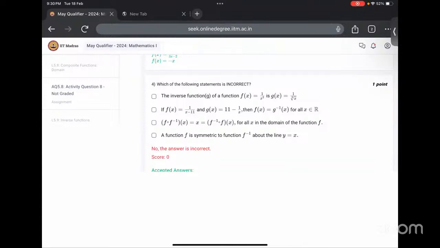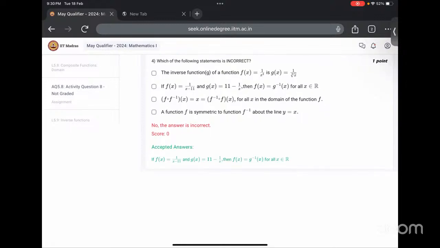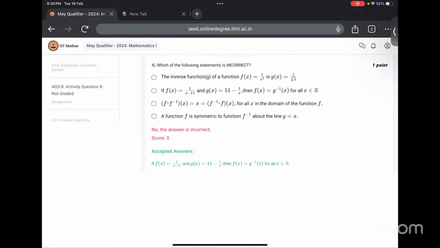Actually, I got the inverse of a function. The inverse of the function 1 by x cube is 1 by cube root of x. This is a correct statement, right? Yes. So this is not the correct answer because you have to choose the incorrect statement, right?